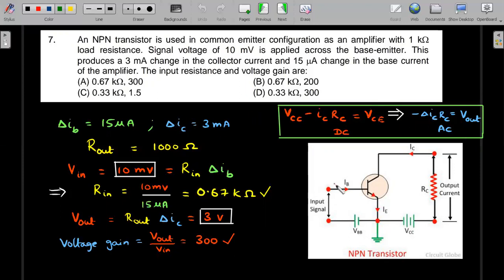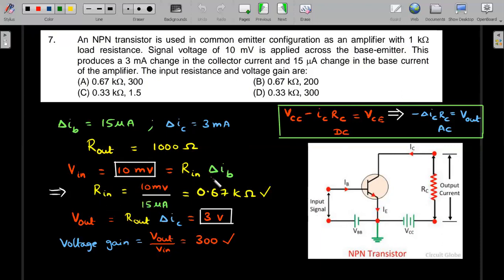Similarly, on the input side also, you could say that VBB is not going to change. The change, delta IB, is due to the input signal itself, which is the AC value. Delta IB is given as 15 microampere and delta IC is given as 3 milliampere. RC is the R out, which is 1000 ohm. V in, which is the signal voltage, remember, is the AC signal voltage. So this AC value should be equal to R in into delta IB. I said the same loop form that I write here, and this delta VBB value would be 0. So you get this.